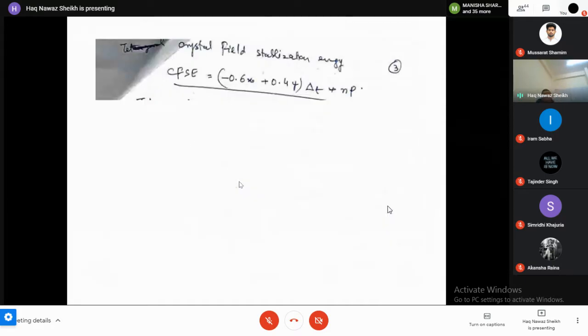So what is the crystal field stabilization energy in the case of tetrahedron complexes? It is now the reverse of what we have been writing for the octahedron complex. Minus 0.6 times x, where x is the number of electrons in the e orbitals, plus 0.4 y, where y is the number of electrons in the t2 orbitals, times delta T, plus NP, the pairing energy for however many electron pairs.